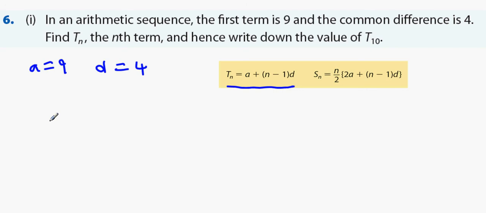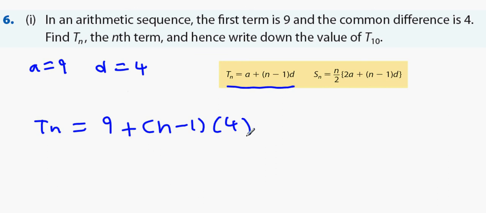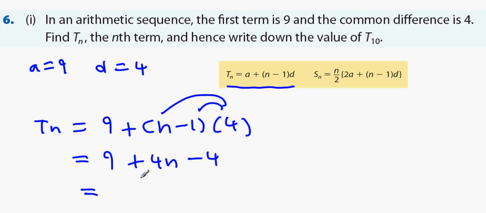So Tn is a, which is 9, plus n minus 1 times d. d is 4. Multiplying them out, we get 9 plus 4n minus 4. 9 minus 4 is 5, so 5 plus 4n. So that's what Tn equals, okay?